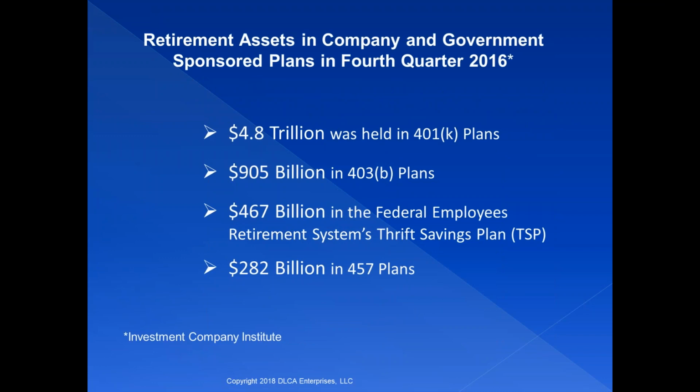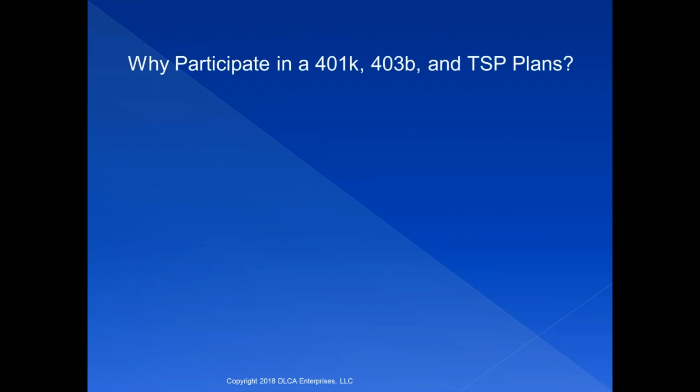Now, let me just give you an idea about how big this is. At the end of the fourth quarter of 2016, those are the most current numbers I have, there was $4.8 trillion in 401k plans, $905 billion in 403b plans, $467 billion in federal employee retirement system thrift saving plans, TSPs, and another $282 billion in 457 plans. Folks, this information came from the Investment Company Institute, and this is where your number one opportunity is. So if you think about this, here's the pure logic of this sales approach.